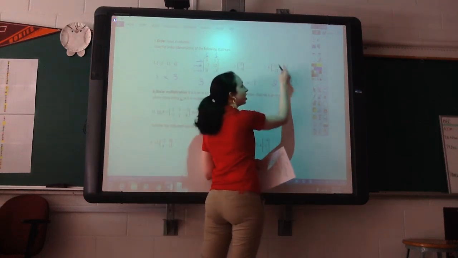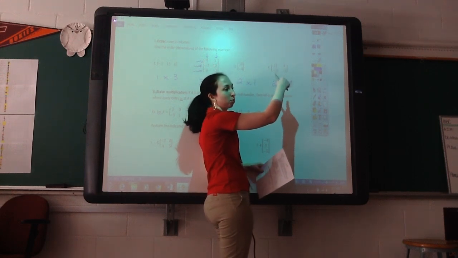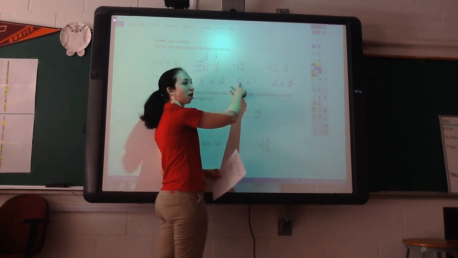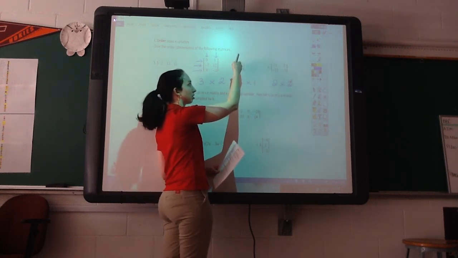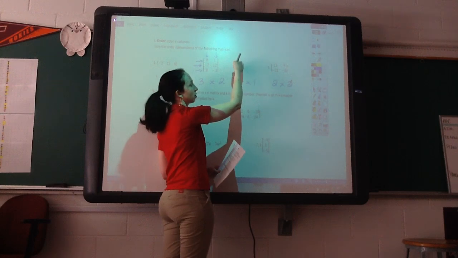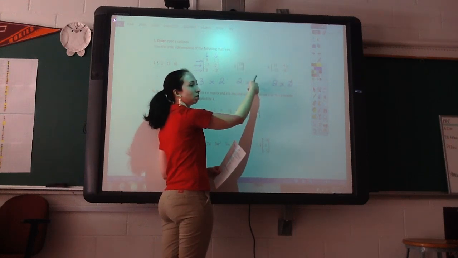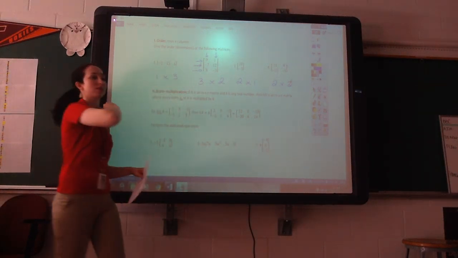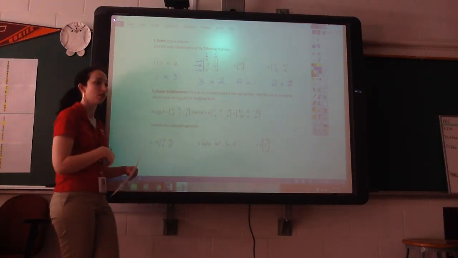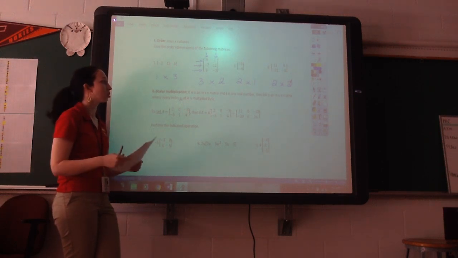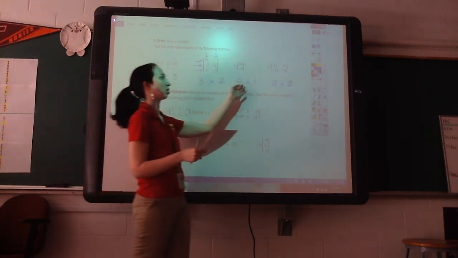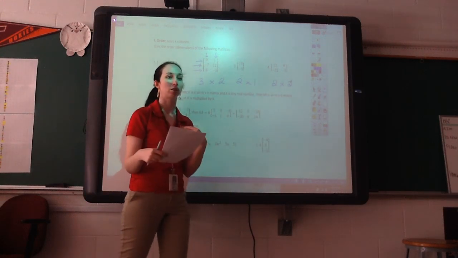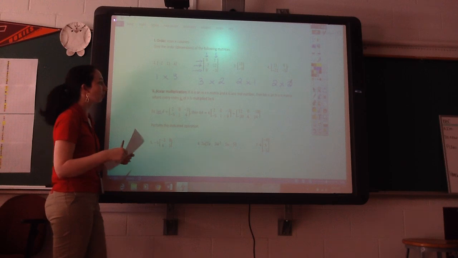This is an example of a square matrix because the number of rows matches the number of columns. This is an example of a column matrix because it only has 1 column. A single row would be a row matrix? Yes, that's a row matrix because it's 1 row. That's a column matrix because it's 1 column. And that's a square matrix because the columns and the rows match each other. We've got a 2 by 2.